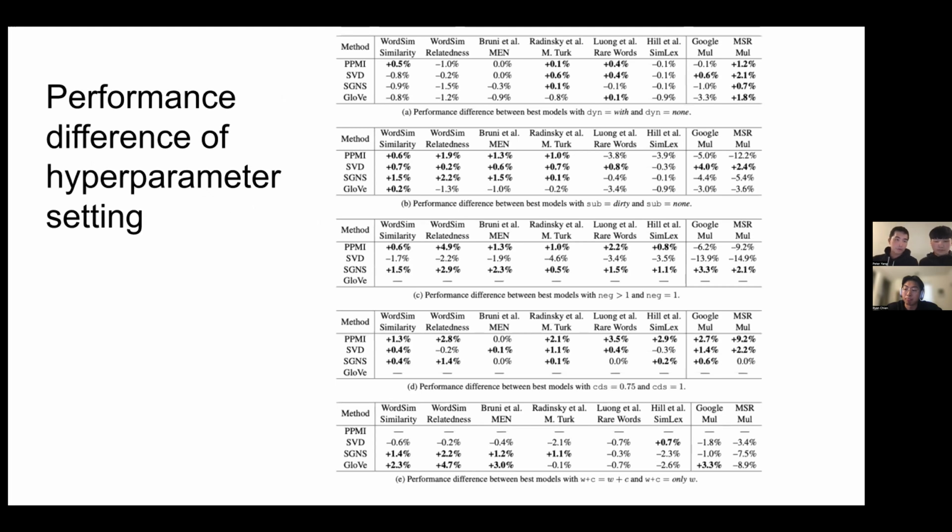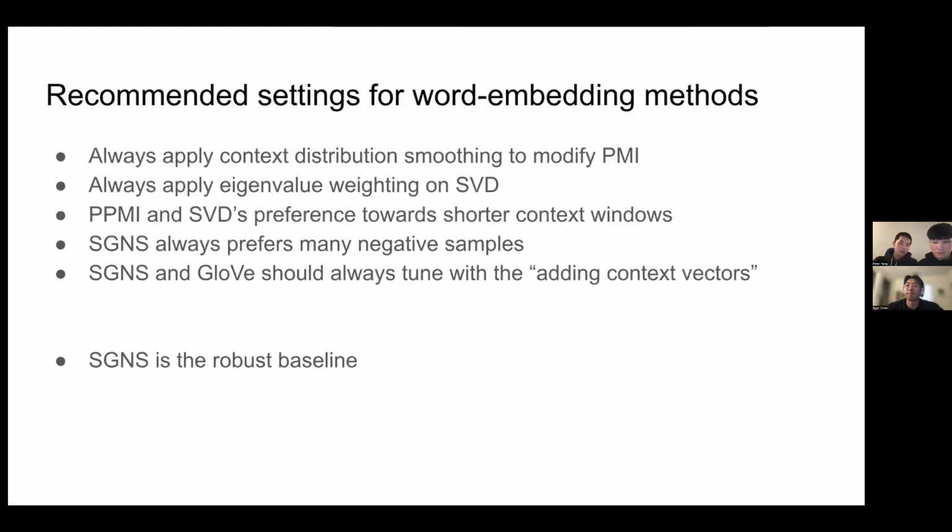This table shows all the performance differences of the hyperparameter settings they mentioned in the study. And by looking at the table, we can see that it is generally advisable to tune all the hyperparameters due to their potential performance boost. However, they may be computationally expensive. So this leads to the recommended settings for the word embedding system in this study.